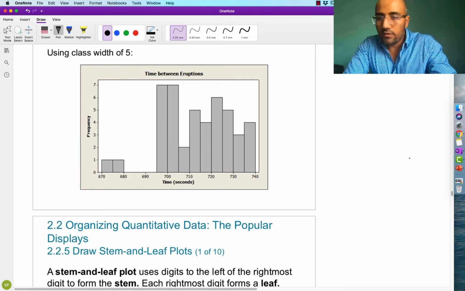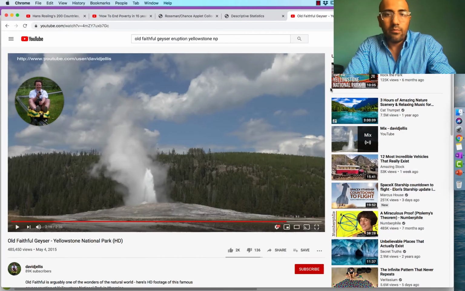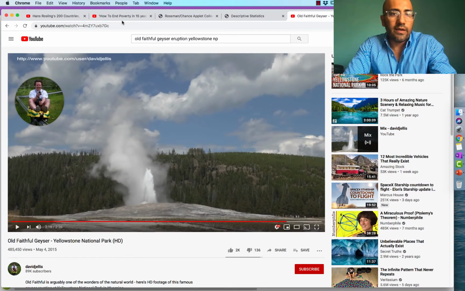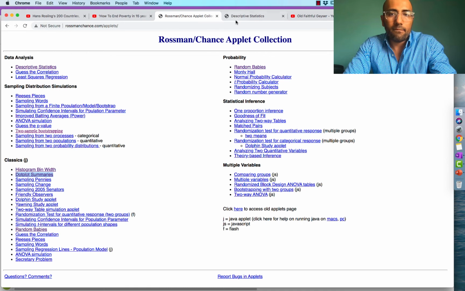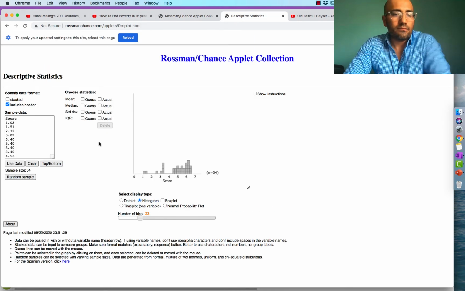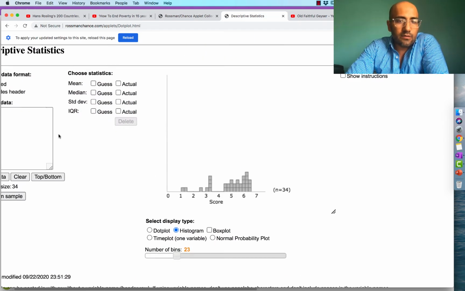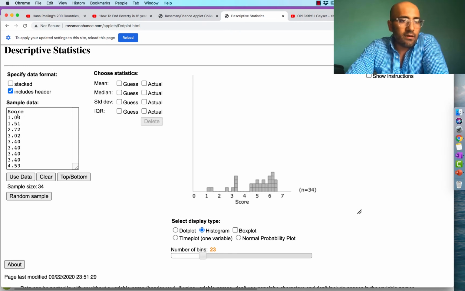Let's see, there's another app for this that I wanted to point out. So let's get rid of that. So here is another example. We have a bunch of scores here. Right, this is just a random sample of 34 scores, and this app automatically creates a histogram for us. So histogram, and this is with 23 bins.